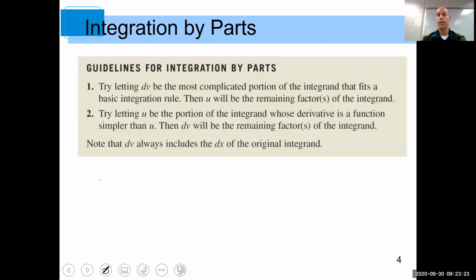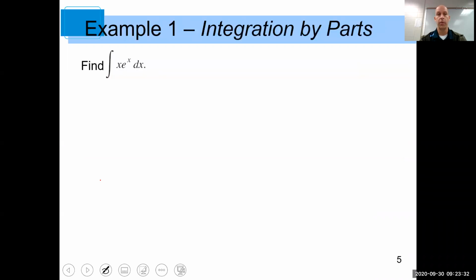Now here are some guidelines. I'm going to skip this slide, but I left it in the presentation. This is something for you to look at maybe later, after we've done a couple of examples. So let's look at example 1.